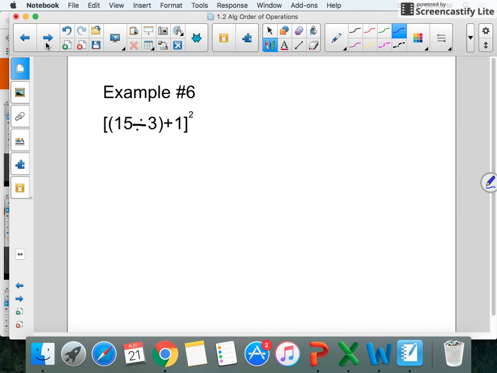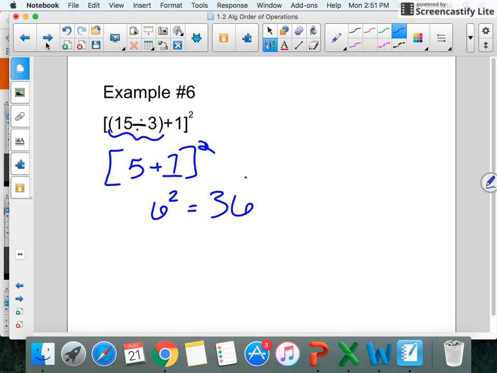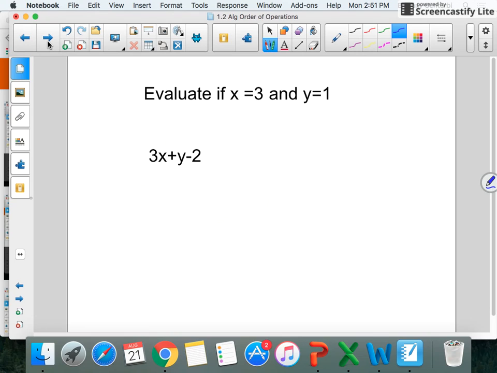And then the last example here, we're going to do order of operations. So we're going to do parentheses first. 15 divided by 3 is 5. And this is in brackets with my plus 1, because then I'm going to square everything. So then 5 plus 1 is 6 squared, which gives you 36 at the end.